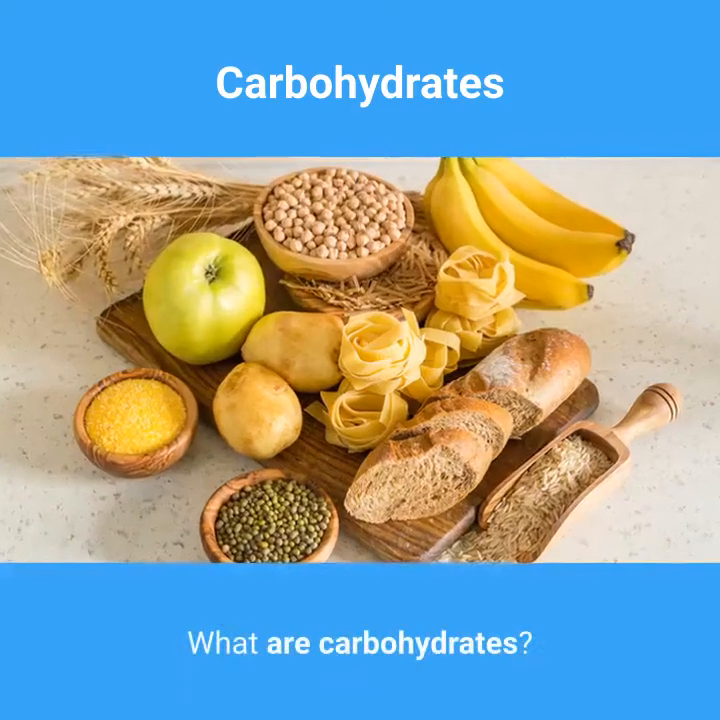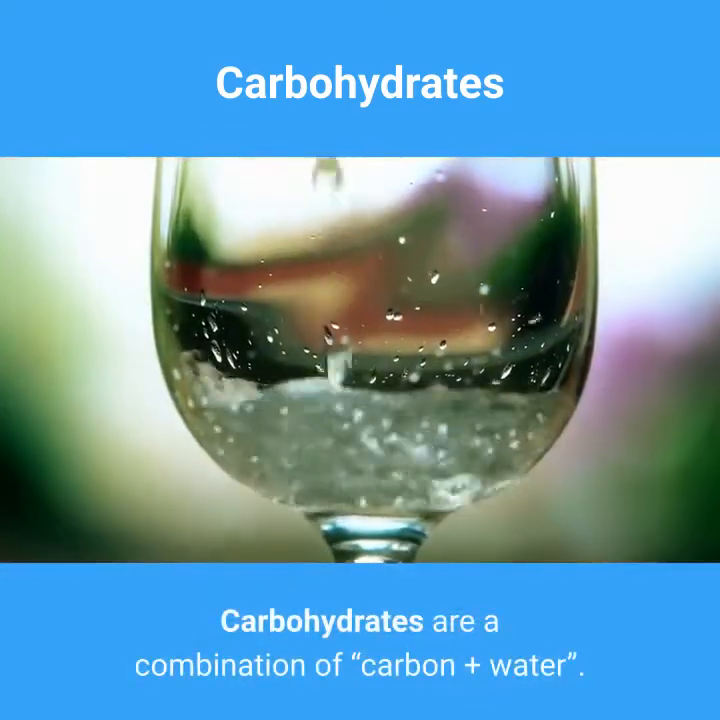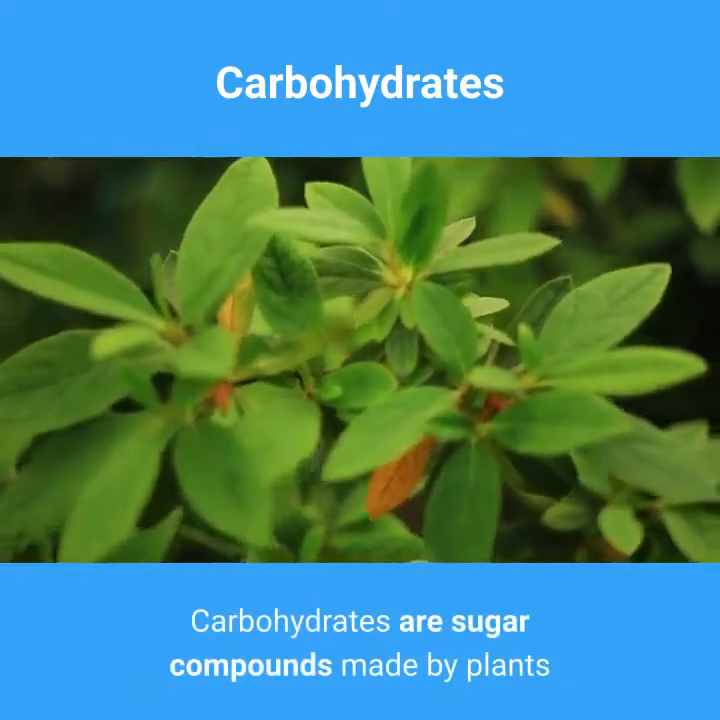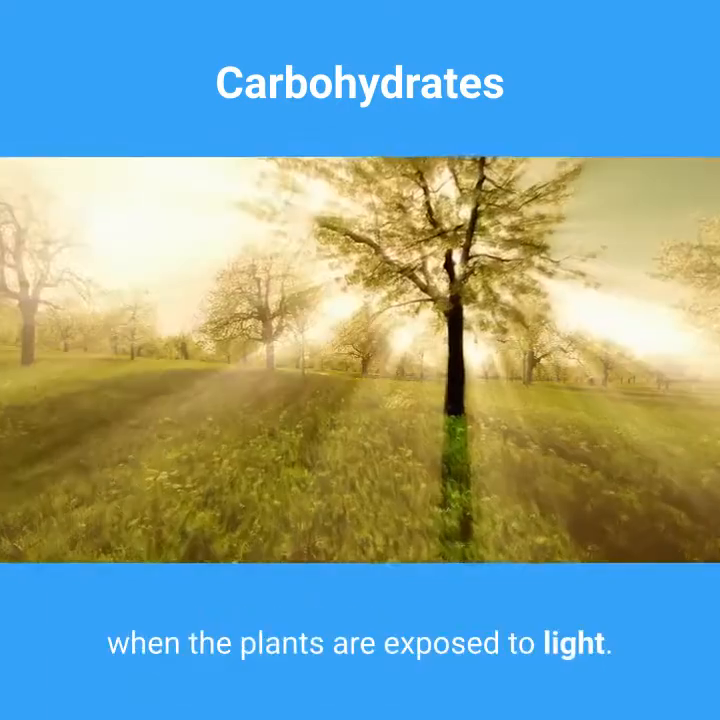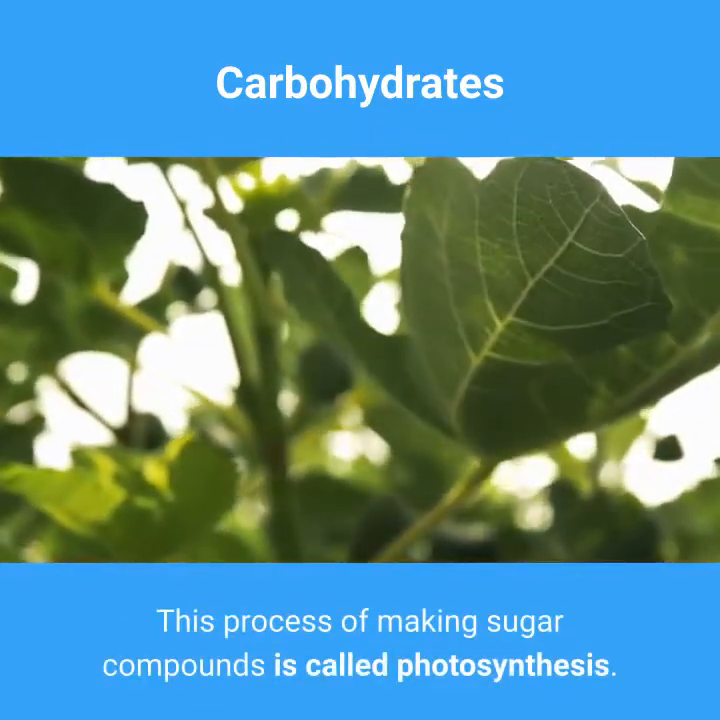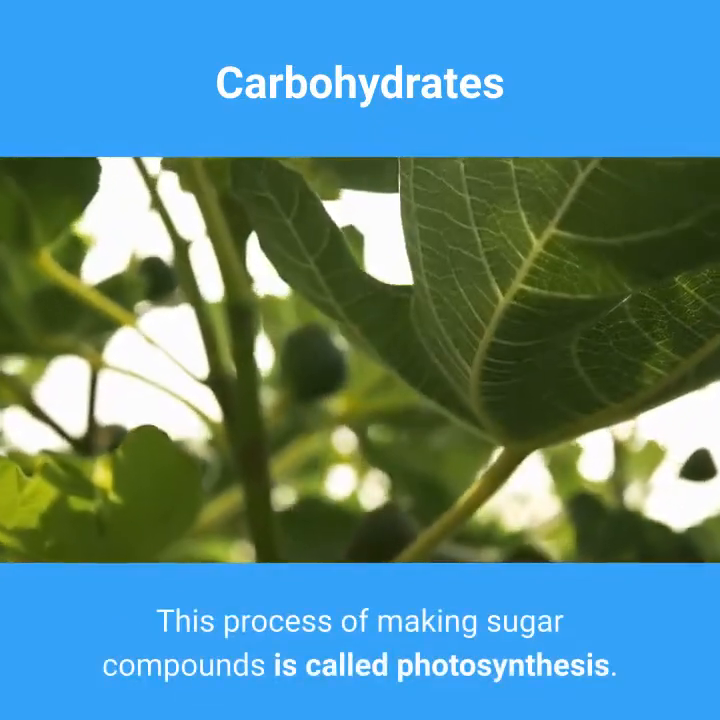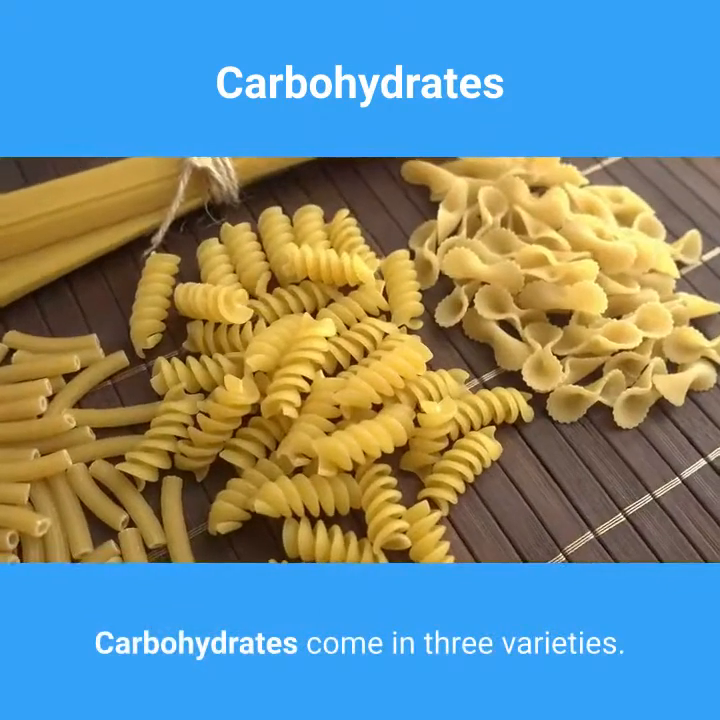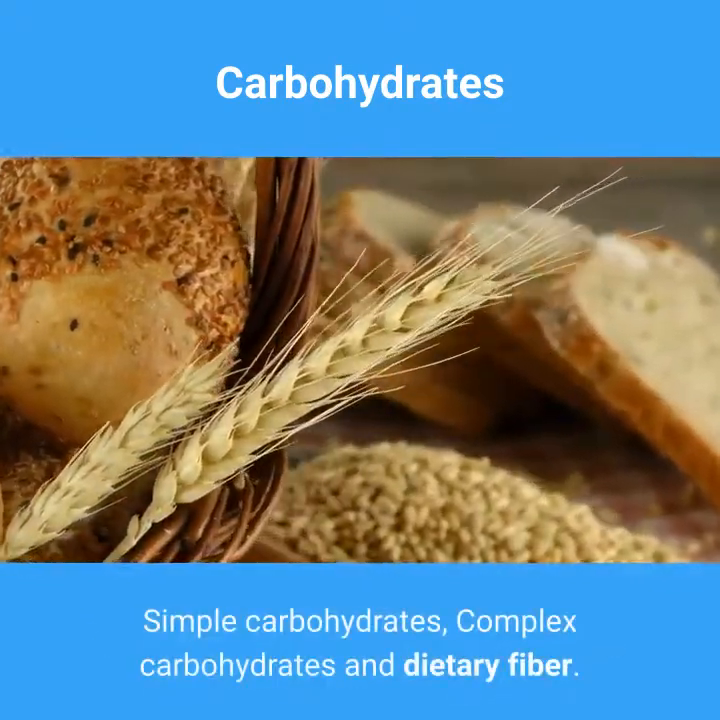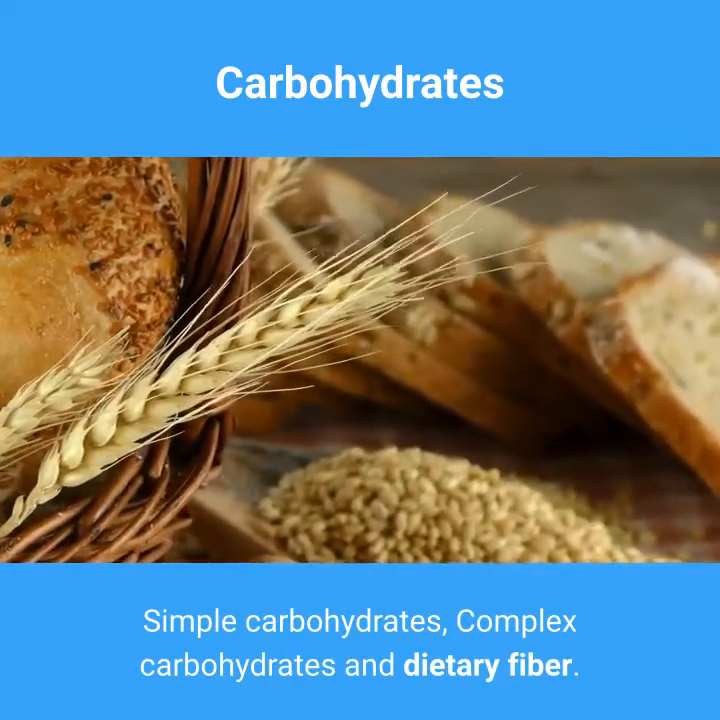What are carbohydrates? Carbohydrates are a combination of carbon plus water. Carbohydrates are sugar compounds made by plants when the plants are exposed to light. This process of making sugar compounds is called photosynthesis. Carbohydrates come in three varieties: simple carbohydrates, complex carbohydrates, and dietary fiber.